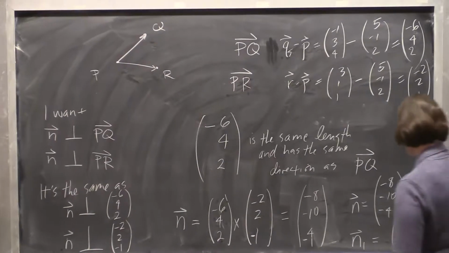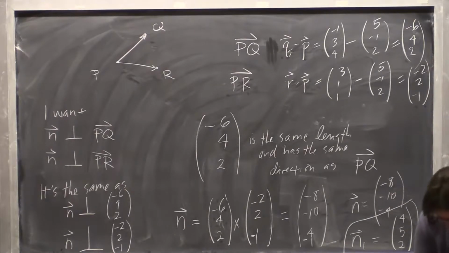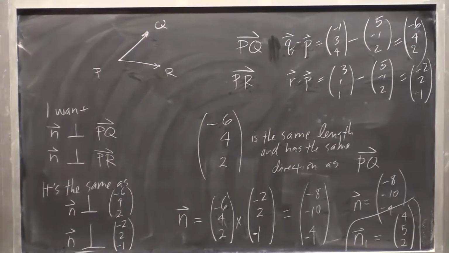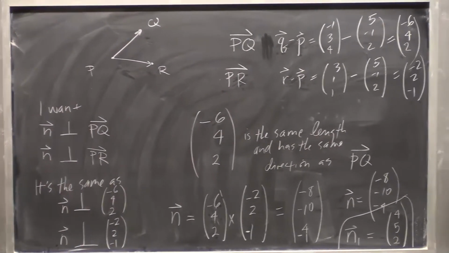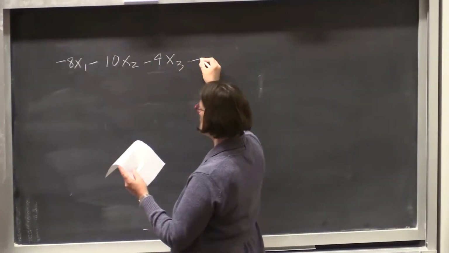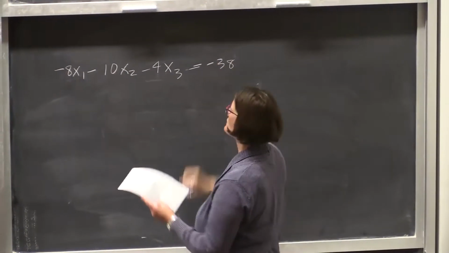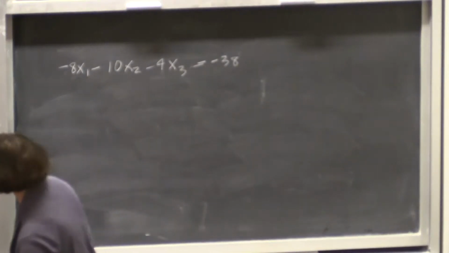So now that you have this normal, and you have 3 points in the plane, you can grunge through it and you can get your answer. One answer is -8x1 minus 10x2 minus 4x3 is -38. So the hard part was finding the normal.